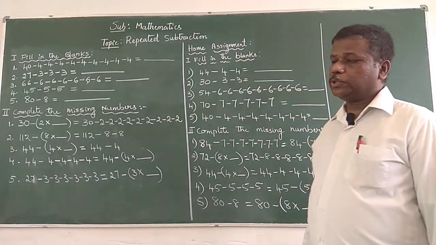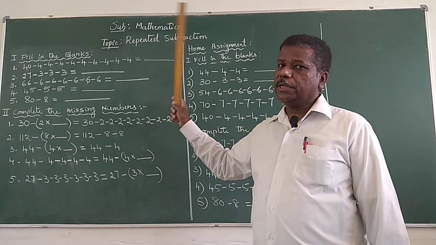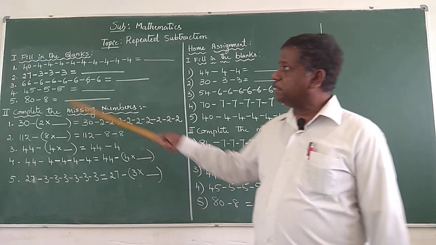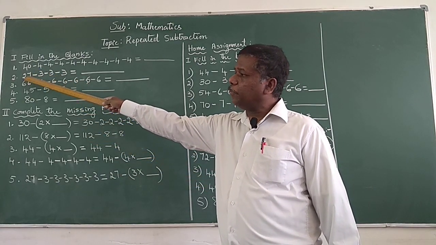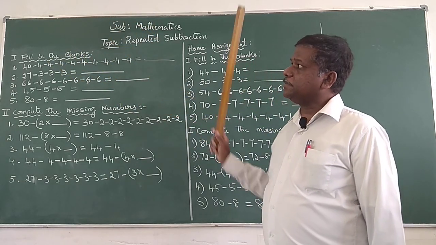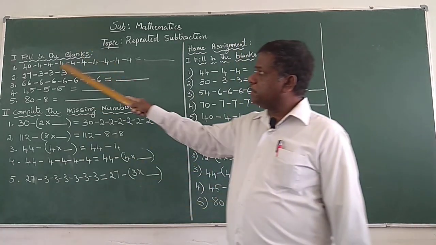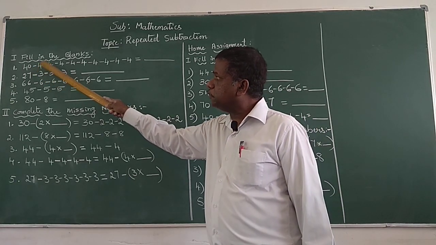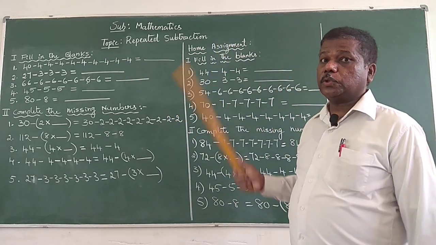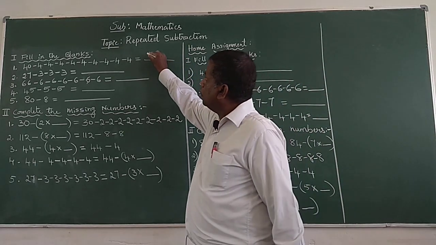First question. There is a number 40 from which a number is subtracted repeatedly. As you can see, 4 is subtracted from 40 again and again. So 40 is the number from which 4 is subtracted. How many number of times? Count the number of 4s here: 1, 2, 3, 4, 5, 6, 7, 8, 9. So 4 is subtracted 9 times from 40.